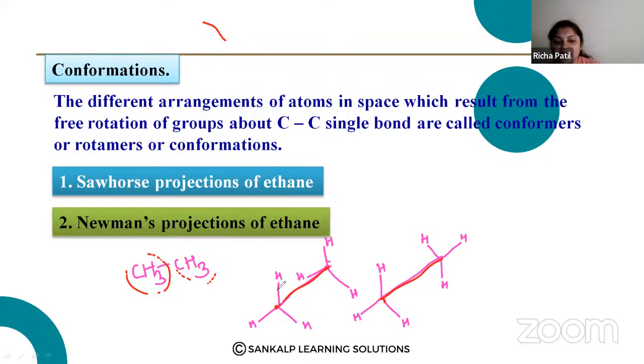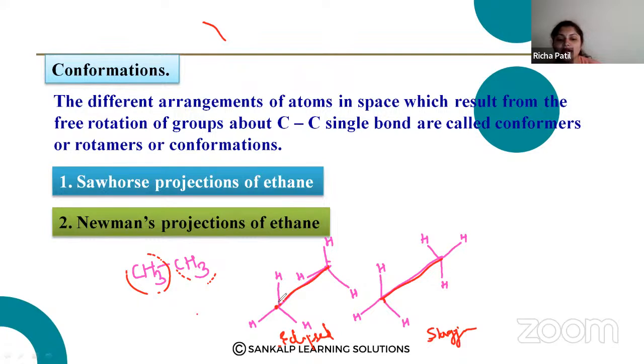The bonds of the hydrogen atoms are inclined at which angle? The angle between them is 120 degrees. So this is called the eclipsed projection. How do you get this eclipsed form? I'll explain. So this is eclipsed and this is staggered.